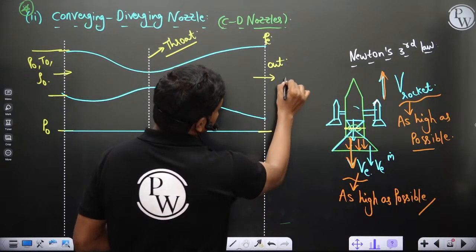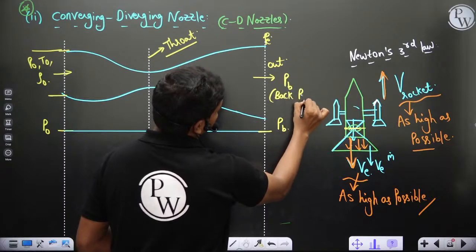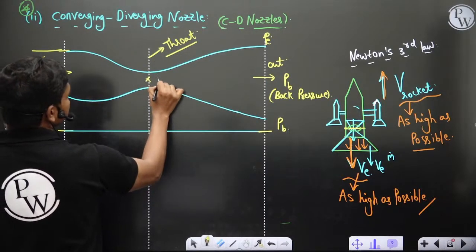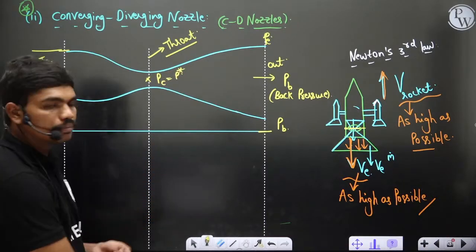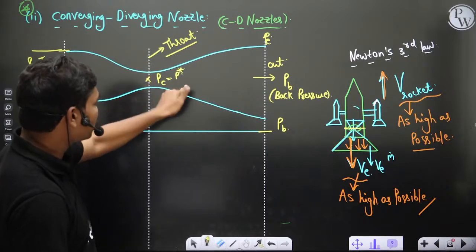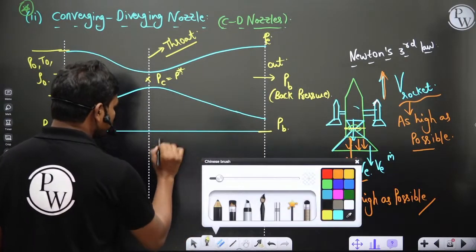So if this section is the back pressure, and here the condition at this point is P critical, which is nothing but P star of course. So P critical is equal to P star. Then for back pressures less than PC, less than P star, you will observe there is no flow here in this case.